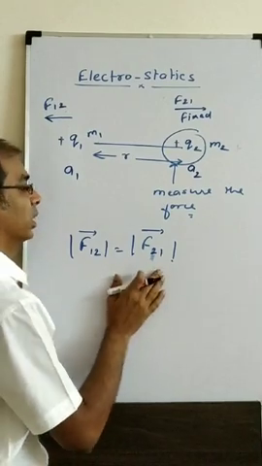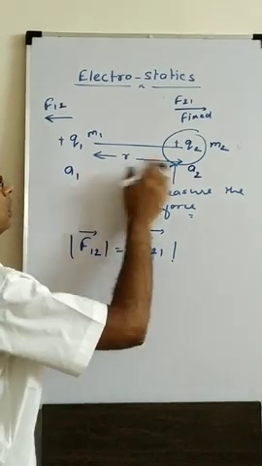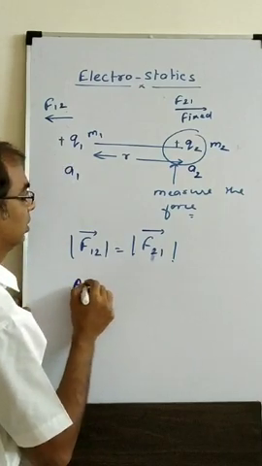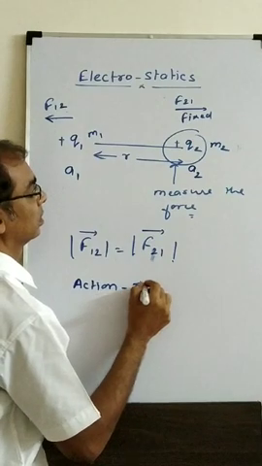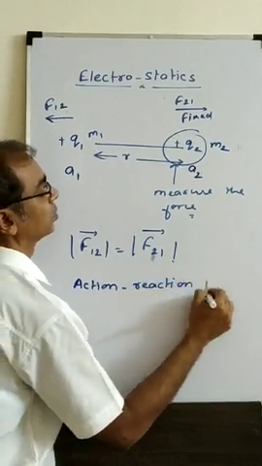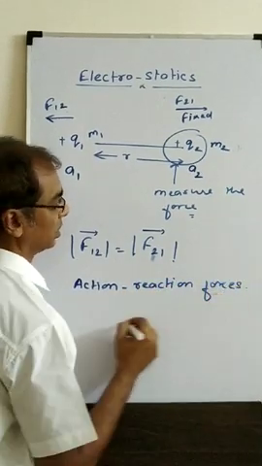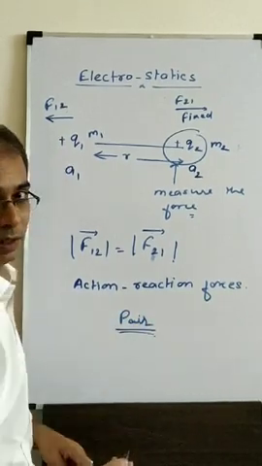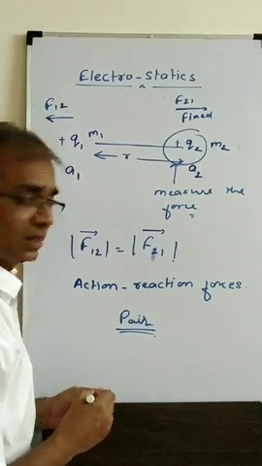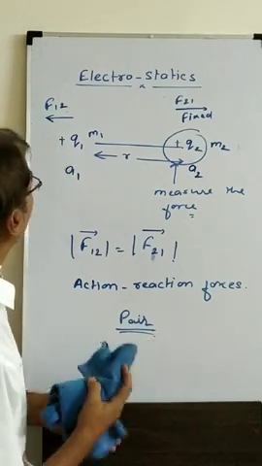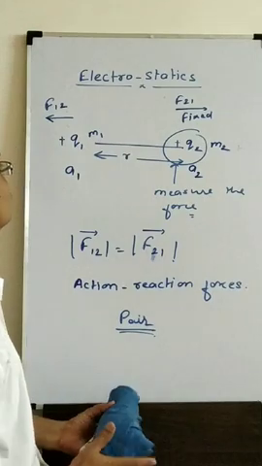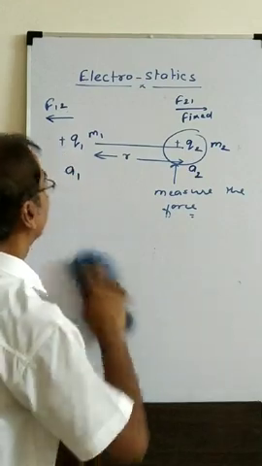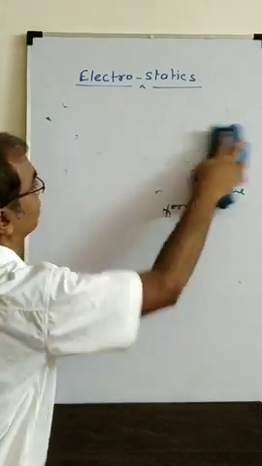When the forces are equal and opposite, and both particles are applying force on each other, we can say these forces are what? Action, reaction forces, or they make an action, reaction pair. Is that clear? So, on this property itself, that the electrostatic force is an action, reaction pair, I give you one question. Can you solve that? Let's see the question then.